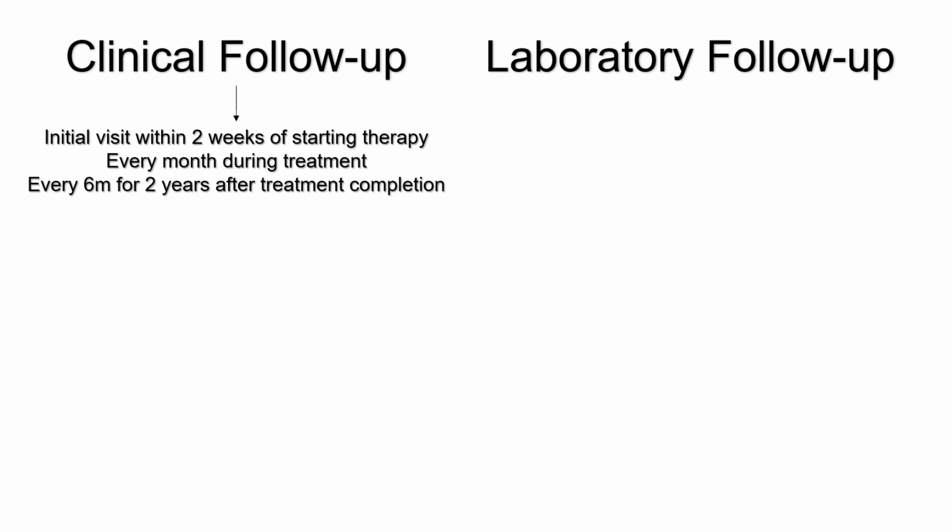2 years. Suppose drug sensitive tuberculosis, with the exception of spinal tuberculosis and neurotuberculosis, the treatment is 2 HRZE plus 4 HRE, means total treatment duration is 6 months. That means the first clinical follow-up has to be after 2 weeks, and then for the whole 6-month period, every month during the treatment, the patient has to come to us for clinical follow-up.